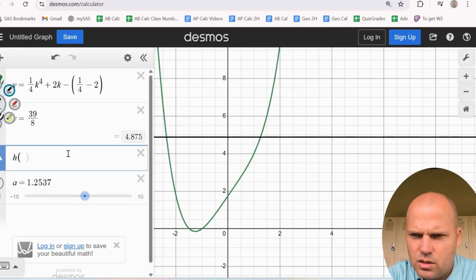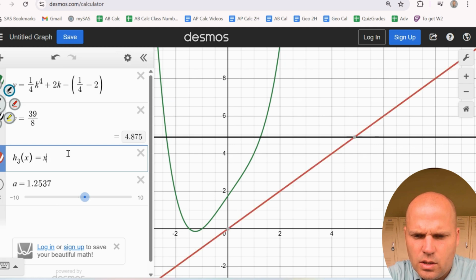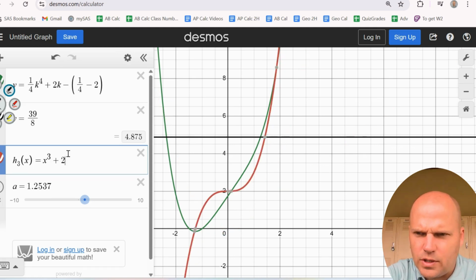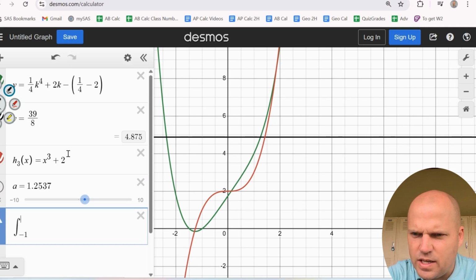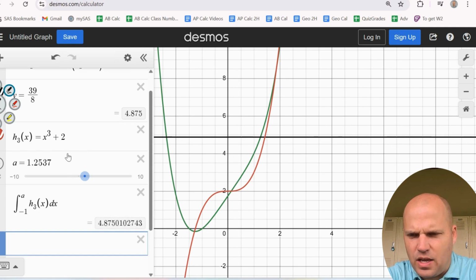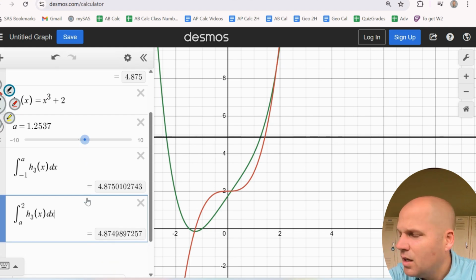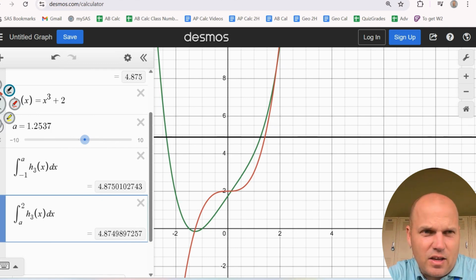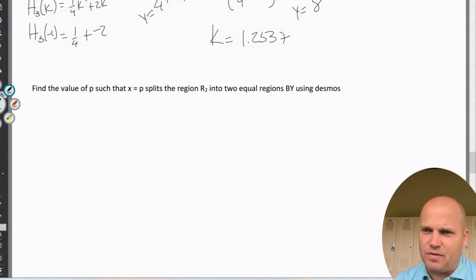H was x cubed plus 2. If I accumulate from -1 to A, H3, I should get the same thing as if I accumulate from A to 2, H3. Yep, look at that. We got it. So we split the area evenly by finding this crazy value. We have to find this crazy value using your calculator. And this one we definitely have to use Desmos.